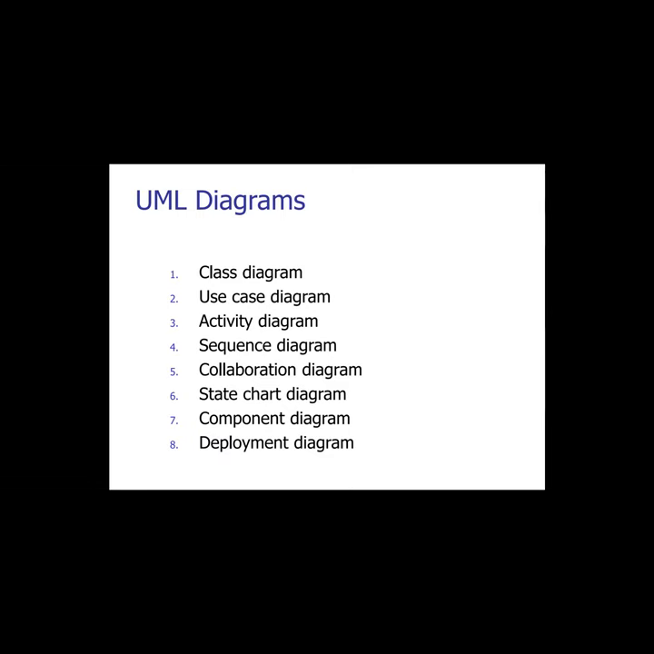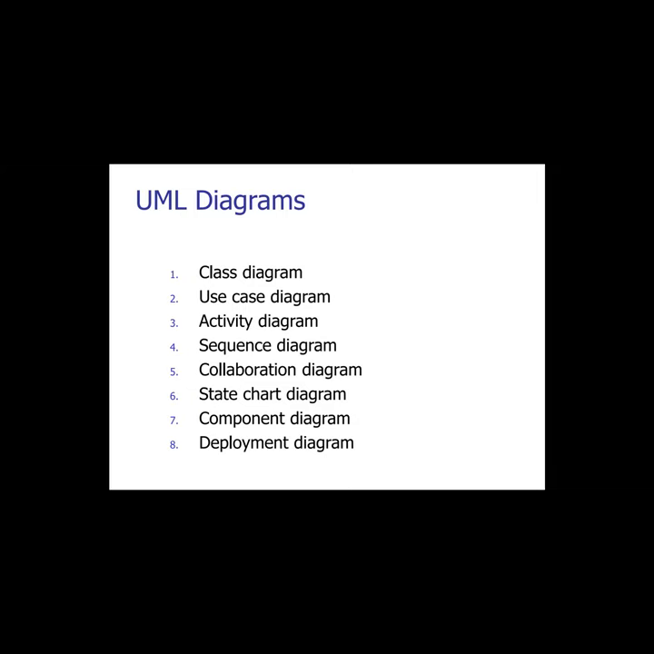So we already discussed the 9 diagrams. So we have the class diagram, use case diagram, activity, sequence, collaboration, state chart, component, and deployment diagrams. These diagrams we can categorize: the class diagram, deployment diagram, and component diagram will come under static diagrams. Static means it won't change. It won't accept input and it won't do any process. It won't produce any output. It is like a declaration part.